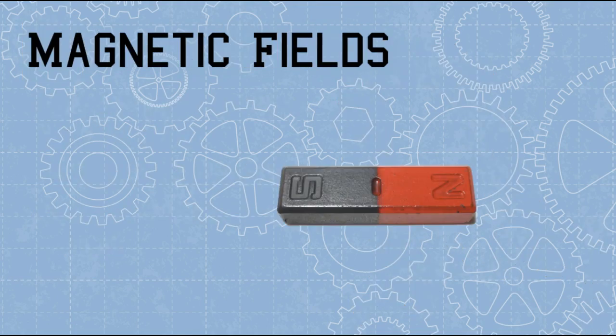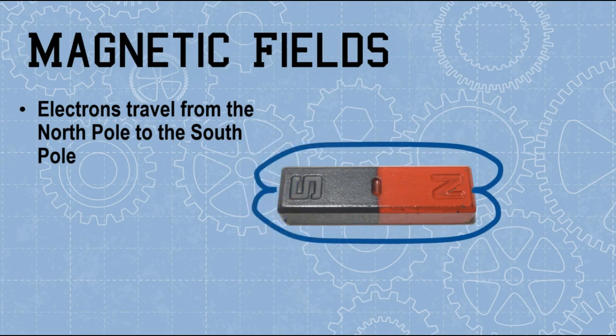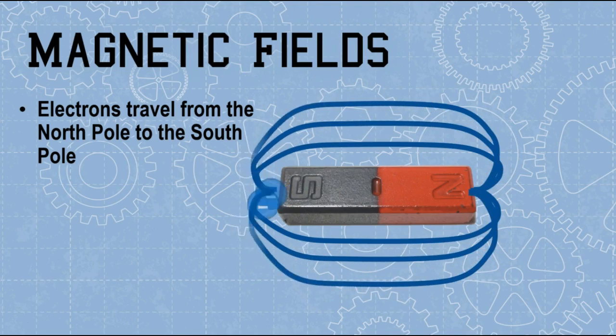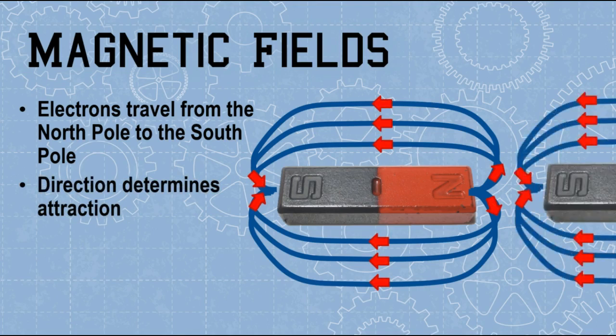The magnetic field is caused by electrons traveling from the north pole of a magnet to the south pole. This is what causes this magnetic force, these attractions and repulsions. The direction of the electrons determines the attraction of the magnet. The north pole has electrons moving away from the pole, so it is attracted to the south pole, where electrons are moving towards the pole.